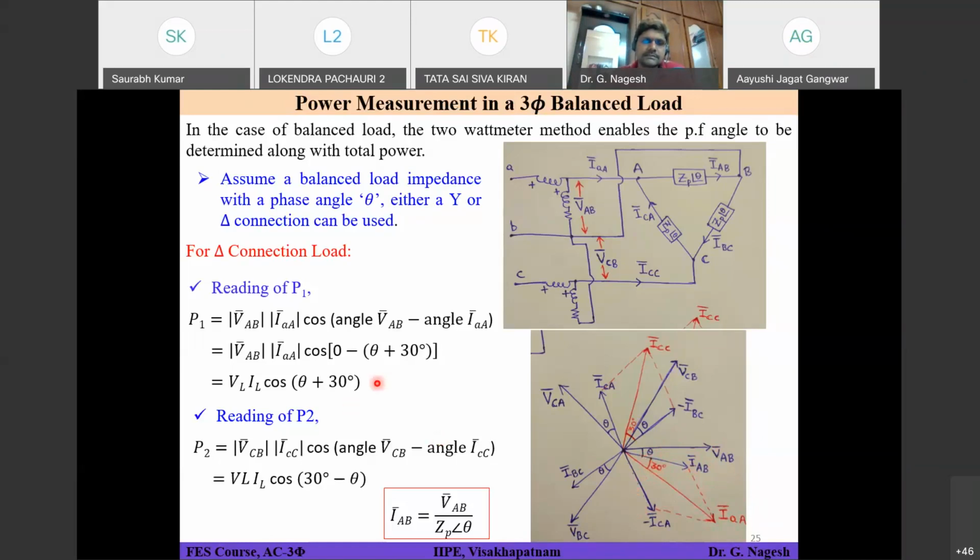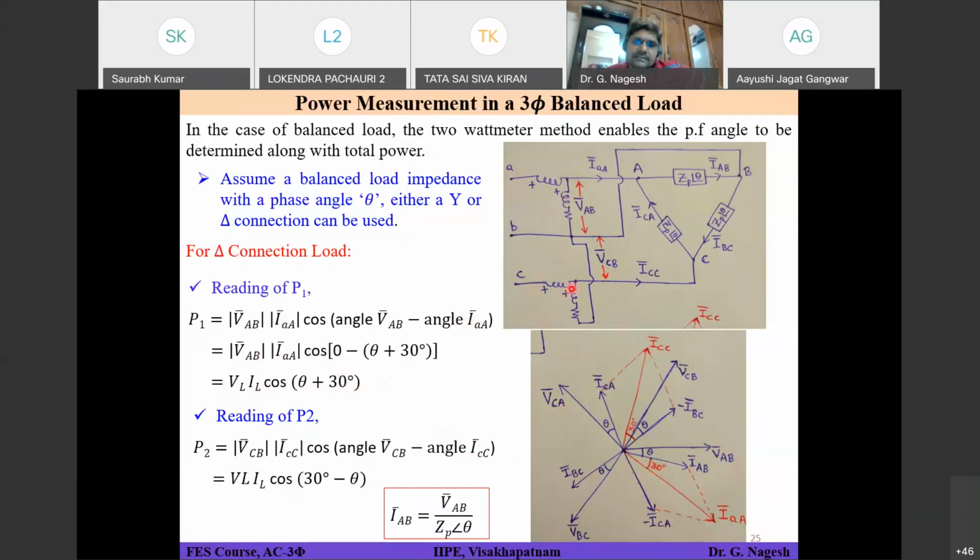So the reading of this wattmeter W1 will be VL into IL into cos of theta plus 30 degrees. Theoretically, if you calculate using this, and practically you connect your wattmeter in the circuit and check, both values will match. Now, what will be the formula for the reading of wattmeter W2?